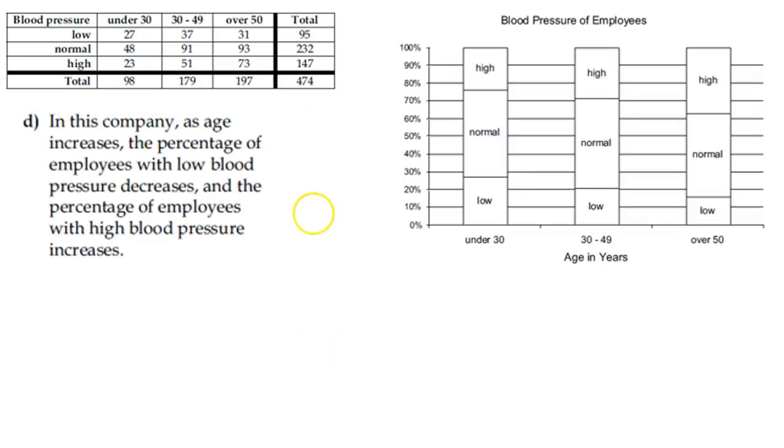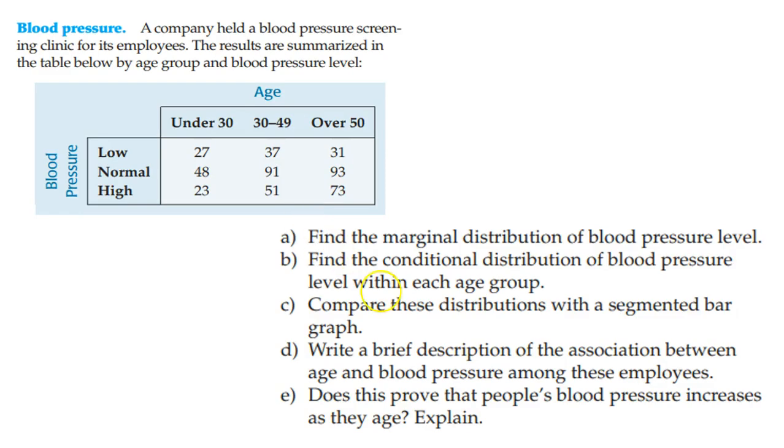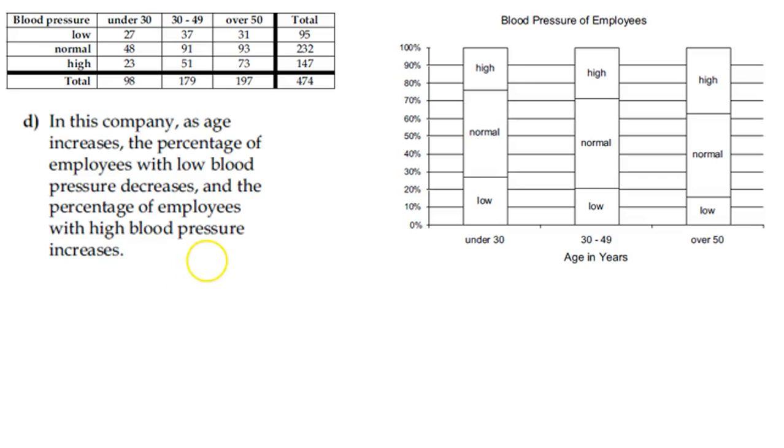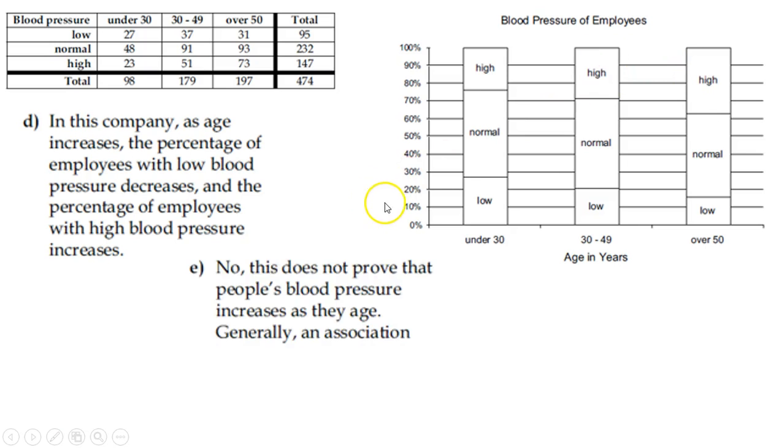So you have those, and it says in part D, what was it asking us for? Write a brief description, and does this prove that people's blood pressure increases with age, is basically what we're looking at. So looking at the data, it says in these companies, as their age goes up, the percentage with low blood pressure does appear to go down, and the percentage of higher blood pressure does seem to increase a little bit. This isn't proving that people's blood pressure increases with age. It's just a general thing that you are seeing with it.